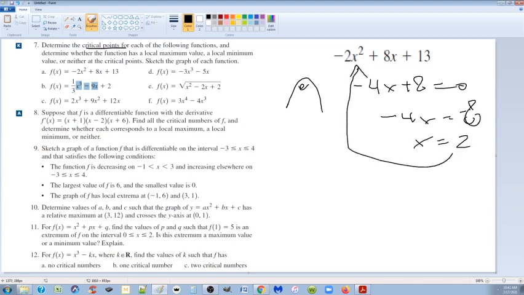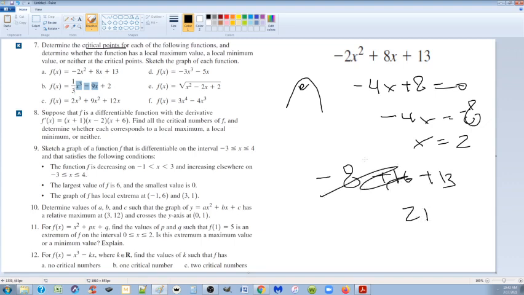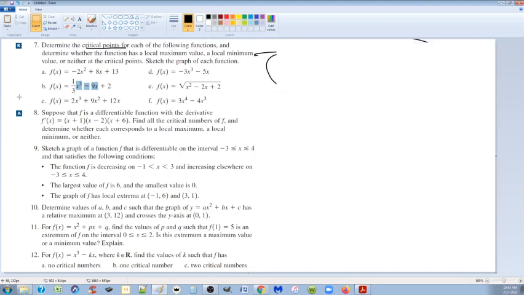Put 2 into there, we get minus 8, plus 16, plus 13, so 21. So we get 2 comma 21, and that's the vertex, and that's the max point. Okay, I don't have to prove anything more. I already know what this is. That's why I say that's kind of pointless.